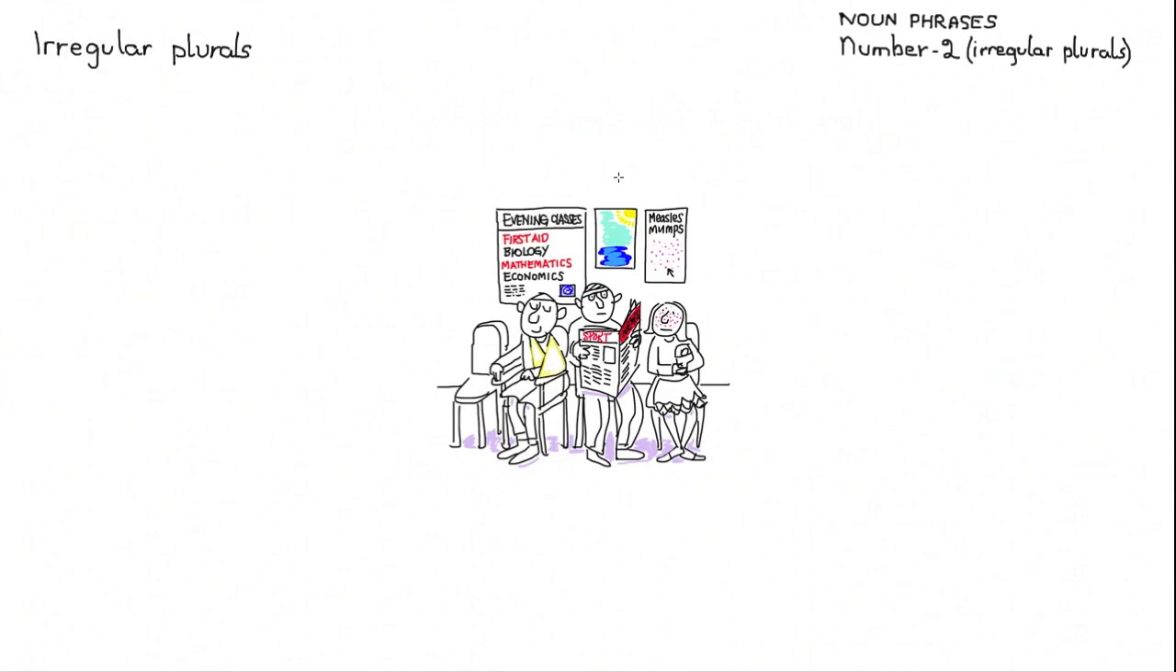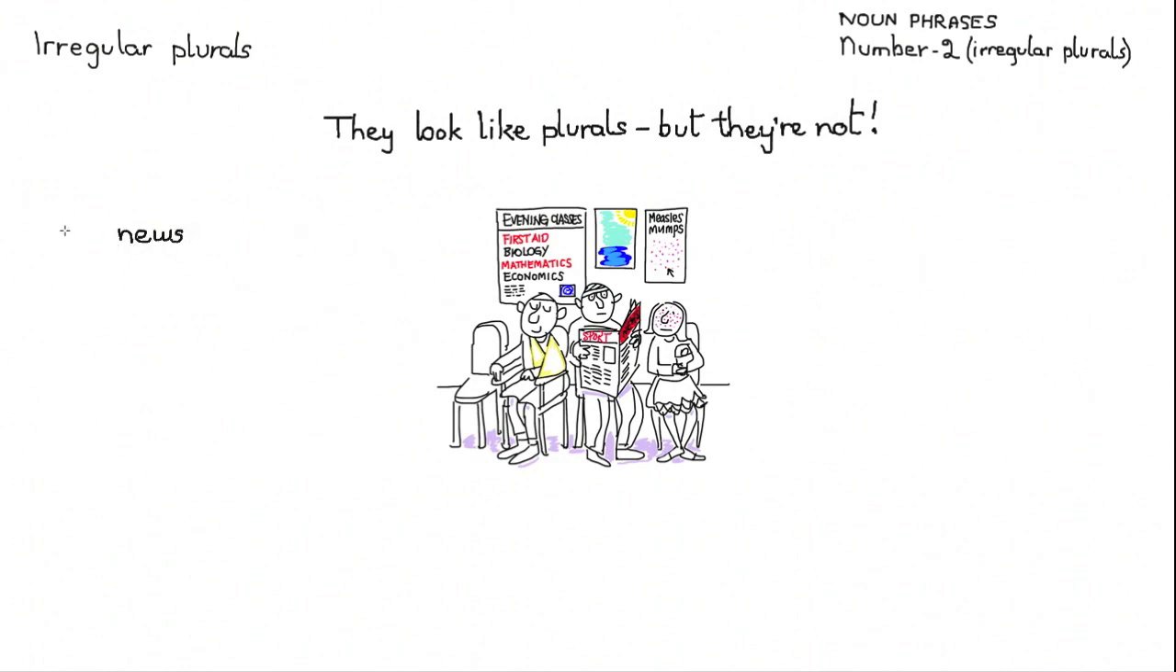Now let's move on to a different kind of irregular plural. These are the words which, and I'll just write it up here, they look like plural, but they're not. And in the picture you can see news on the newspaper, you can see measles and mumps, you can see mathematics, economics, and so on. So I'll start off on the left here by writing news. And I'll write the complete sentence there. The news is good. Now notice something about the verb after news. It's is. It's not are, it's is.